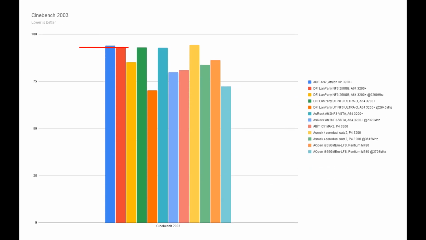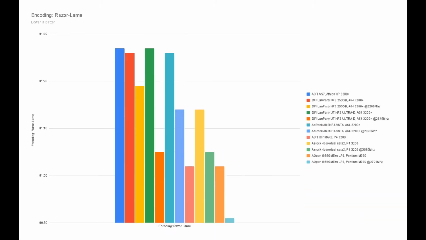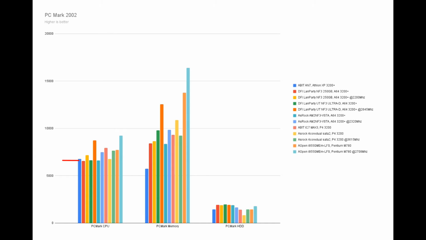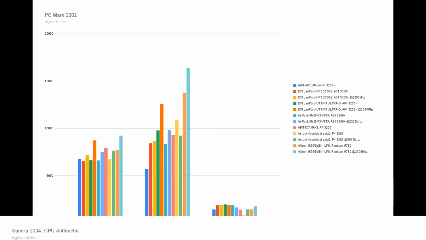Cinebench 03 paints the same picture, where the stock settings is exactly the same as the Athlons from 2 and 3 years ago. The encoding is exactly the same for the stock settings. PC Mark is no different, and even if I was expecting a little more out of this CPU, in the memory section the DDR2 doesn't make any difference.